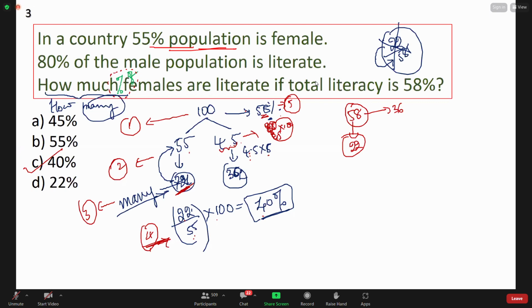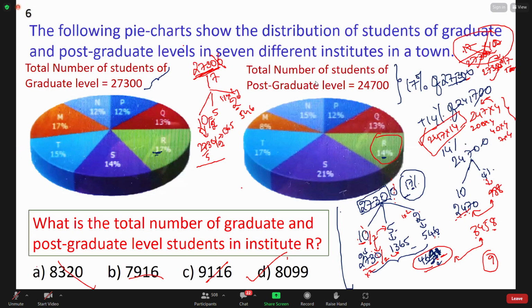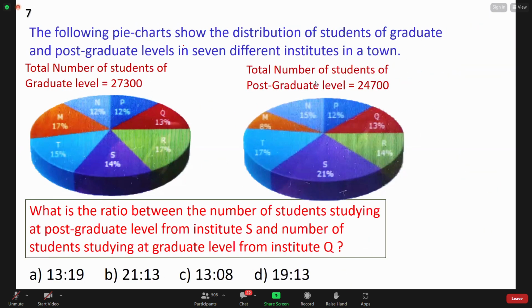Okay. One more question with the same pie chart, before we dilute the calculation part there. So let me just continue with one more question on the same pie chart. What is the ratio between the number of students studying postgraduate level from Institute S to the number of students studying graduate level from Institute Q?